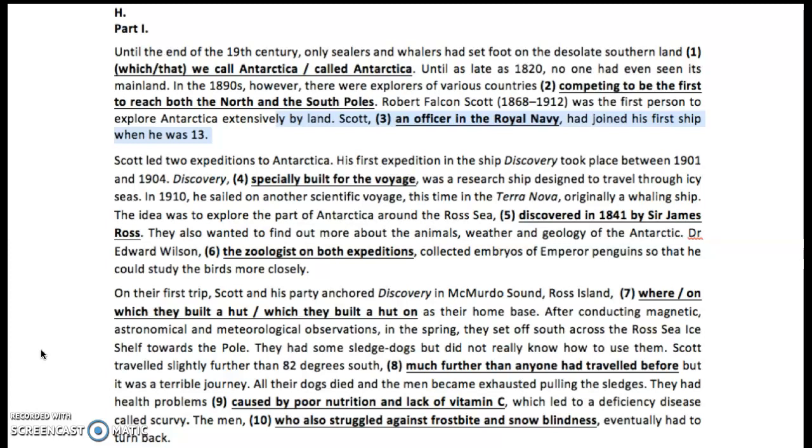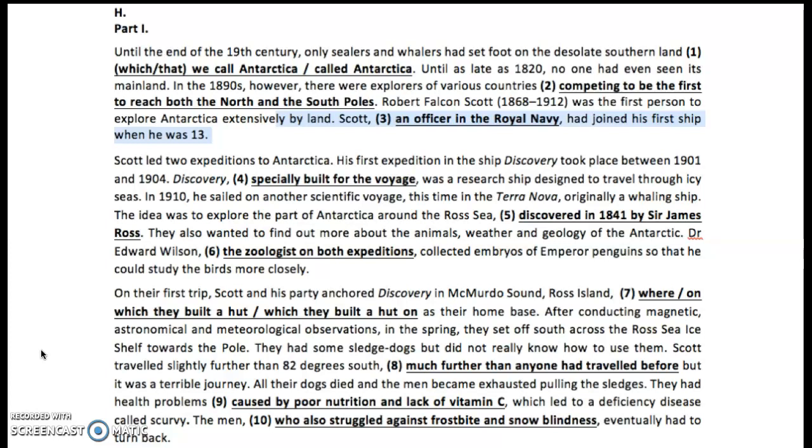2. If there is a form of verb be after the relative pronoun, you can reduce the relative clause. Here, the original relative clause is, there were explorers of various countries which were competing to be the first. Were is the past tense form of be, therefore, we can reduce the relative clause by not writing which and were. The same rule applies until question number 6 and to questions 8 and 9.